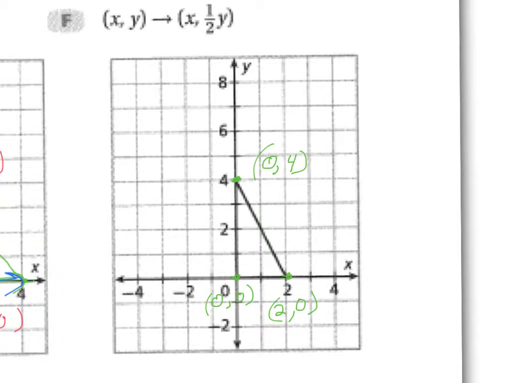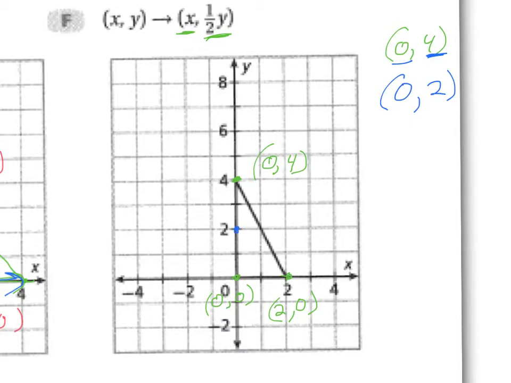Now look at this one. The x-coordinate stays the same, but we multiply the y-coordinate times 1/2. So if I take 0, 4, remember the x-coordinate stays the same, so I still have 0 as my x-coordinate, but I multiply 4 times 1/2. Well, half of 4 is 2, so that's my new point, 0, 2.